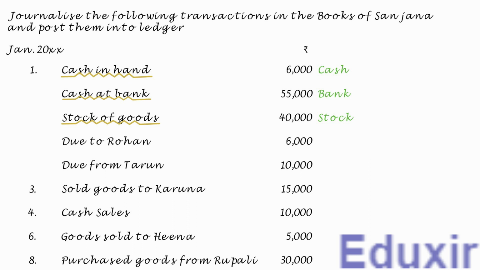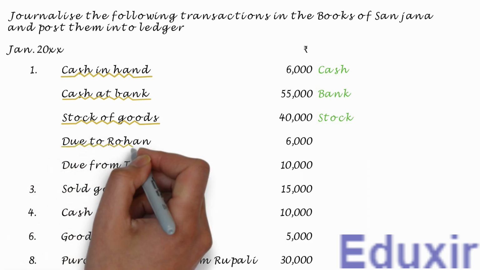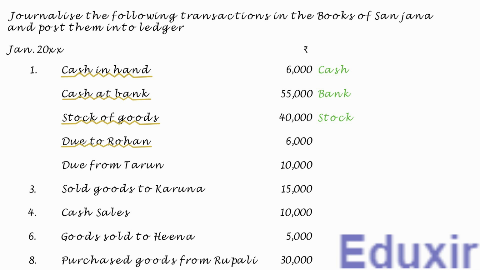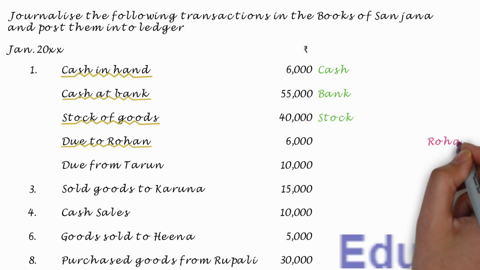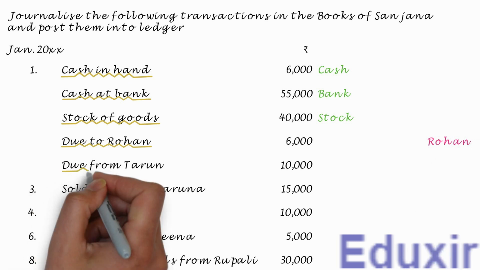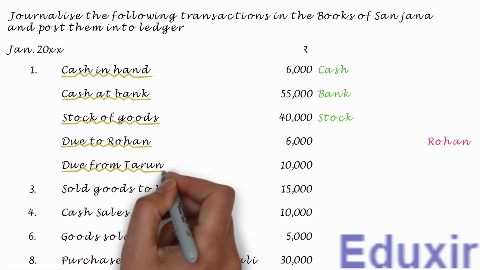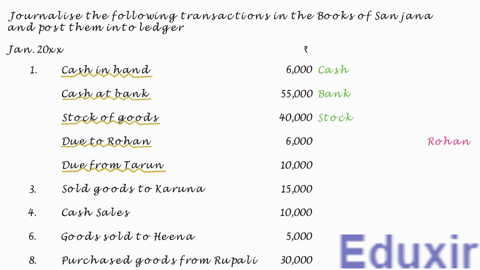In the fourth transaction, there is 6,000 rupees of payment due to Rohan. This implies that the business has a liability of 6,000 rupees to pay to the creditor Rohan. As you know, payments due to the creditors are liabilities and hence let us mark this as liability under the head Rohan. In the fifth transaction, there is 10,000 rupees due from debtor Tarun. As you know, the payments due from the debtors are assets of the business and hence let us mark this as asset under the head debtor Tarun.